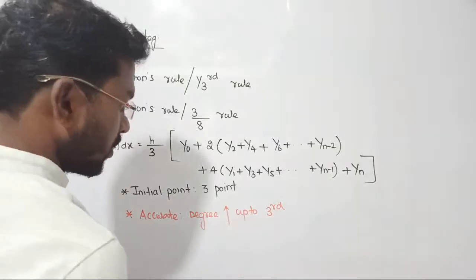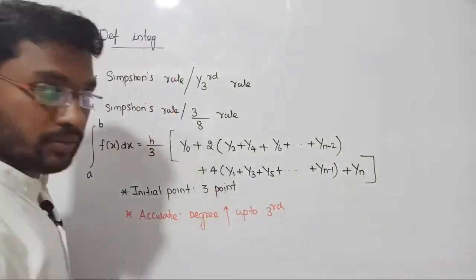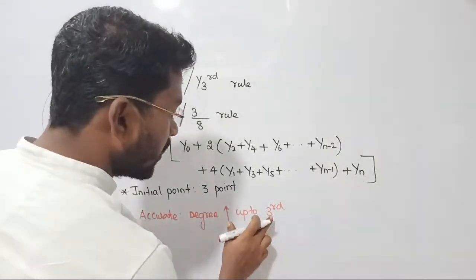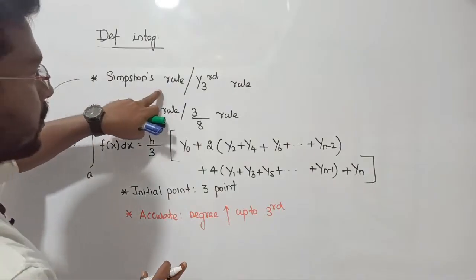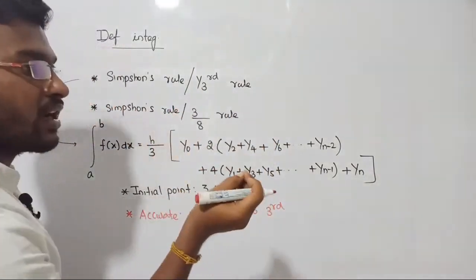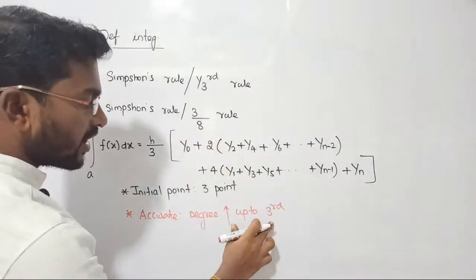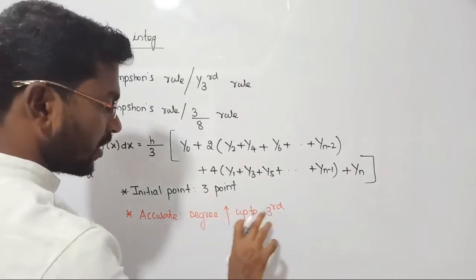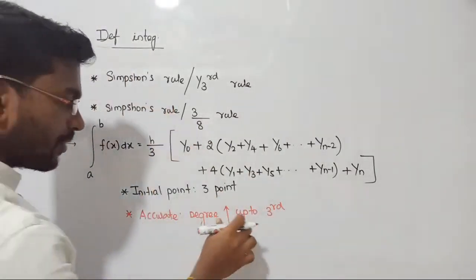You can go up to third order, but the best exact result that you are getting is for a second order equation, that is second degree. If I am estimating with the Simpson 1/3 rule, up to second order you are getting the exact result. In Simpson 3/8 rule, you can raise the degree up to third. That is order, not degree. So you can raise the degree up to third, exact result. Okay, let me demonstrate.